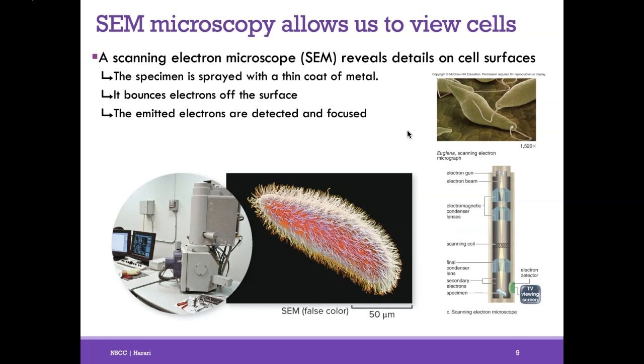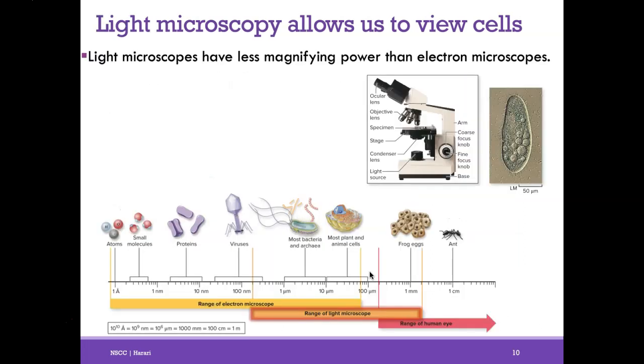You don't need to know how it works in detail, but you can spray the specimen with a thin coat of metal and then bombard it with electrons. And the electrons bounce off of the metal and can be detected by a camera. And this can give you an idea of what a 3D surface would look like. So SEM tells you the surface features, where TEM shows you the internal cross-section.